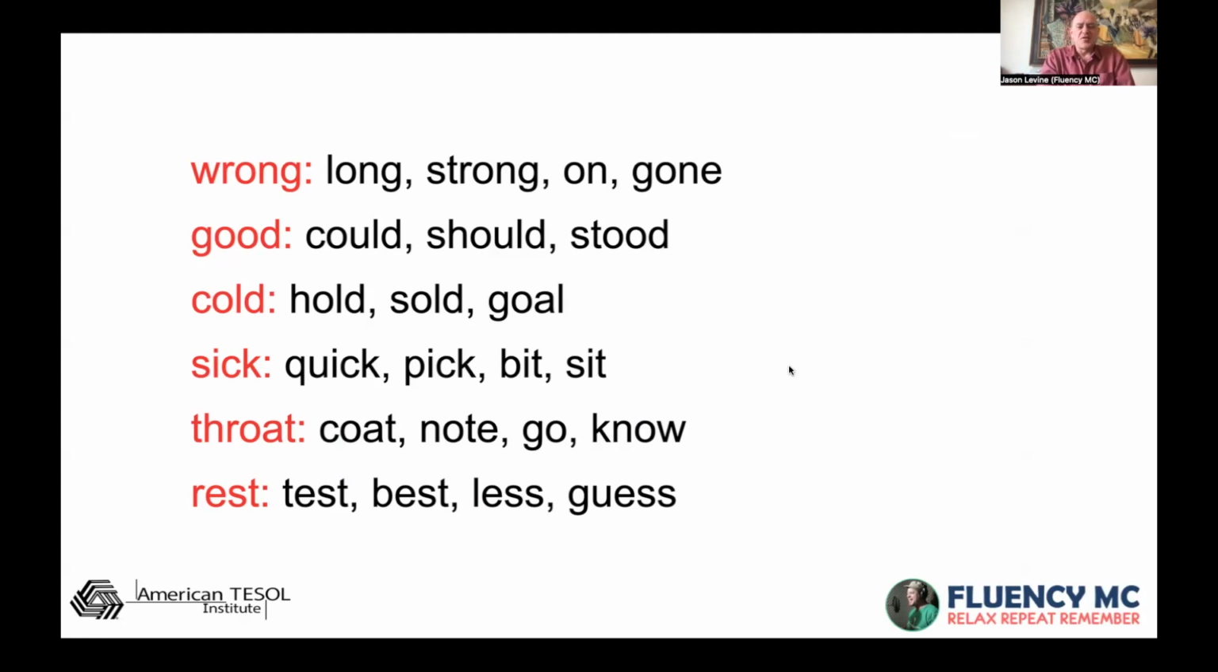So you can see the near rhymes. Cold, we've got hold, sold, but also goal. And then look at this: throat, coat, note, go, no. We've got a long O sound that's here with cold. So all of these could go together very nicely, especially the long vowels. If the long vowel is the same, it sounds good as a rhyme, even though it's not a perfect rhyme.